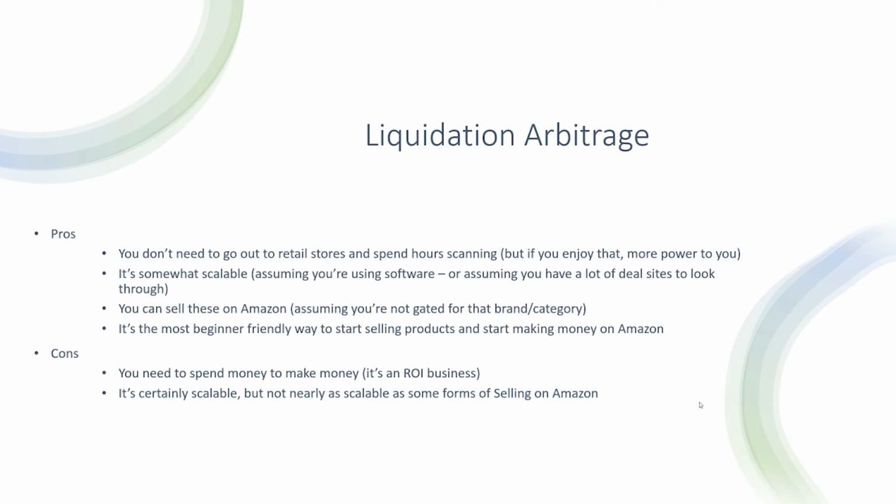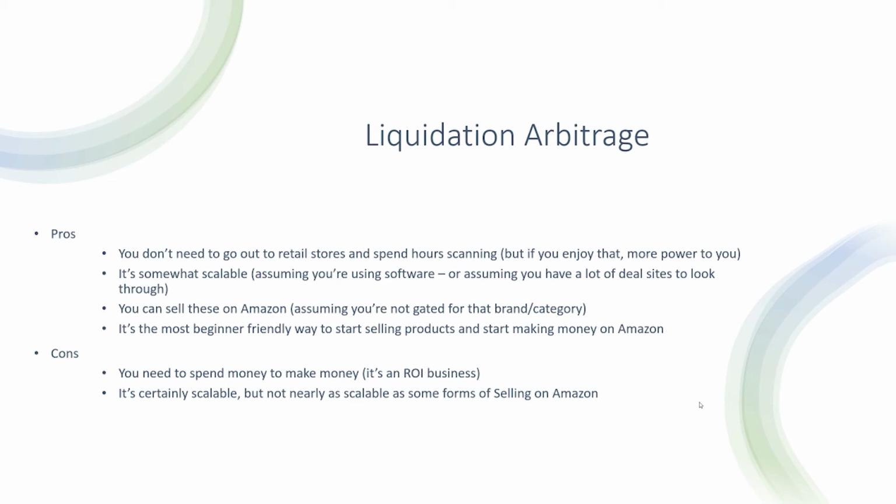So that's why I'm introducing this to you, okay? And it's obviously somewhat scalable. It's more scalable than something like a cashback or a coupon, and even a little bit more scalable than liquidation in a lot of ways, assuming that you're using software, or assuming you have a lot of deal sites to look through. And you can obviously sell these on Amazon, assuming that you're not gated for that brand or that category. And it's really the most beginner-friendly way to start selling products and start making money on Amazon.